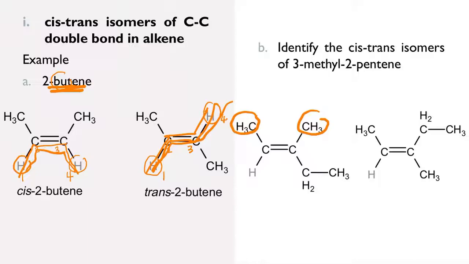So, since these two are on the same side, okay, are they on the same side? What do we call it? We call it cis isomers. How about this one? Two substituents, but they are on the opposite side. Ting, ting, ting. This is your trans isomers.